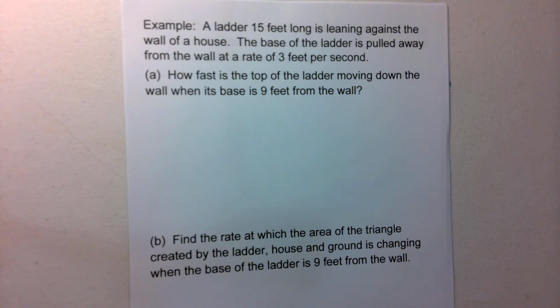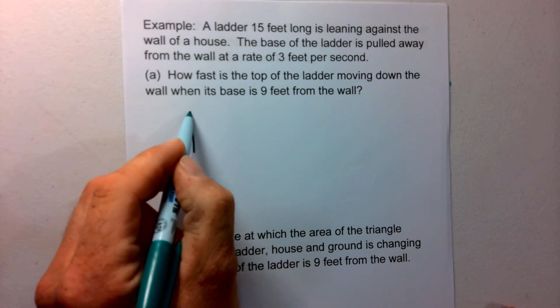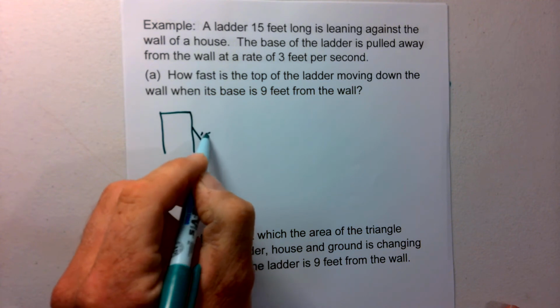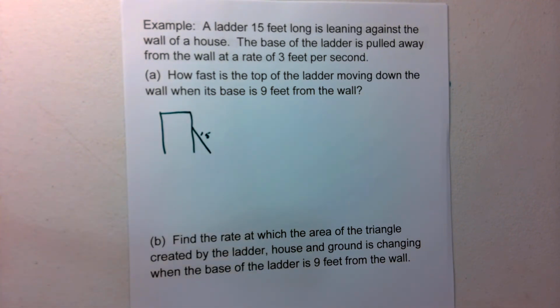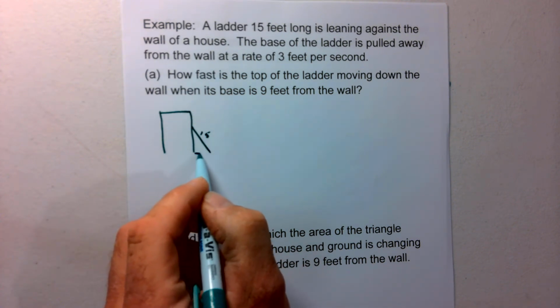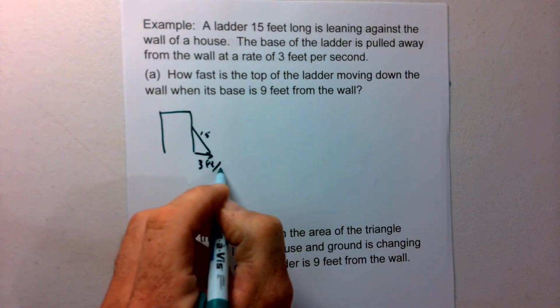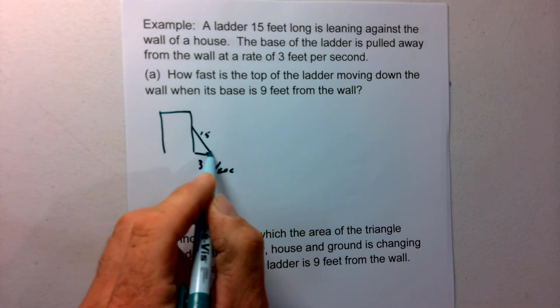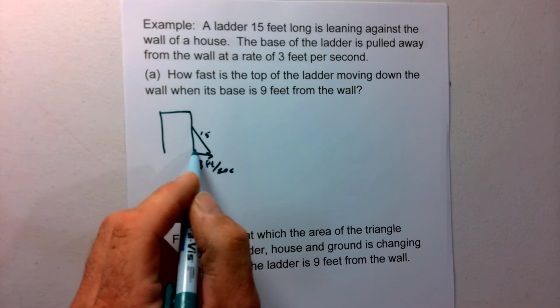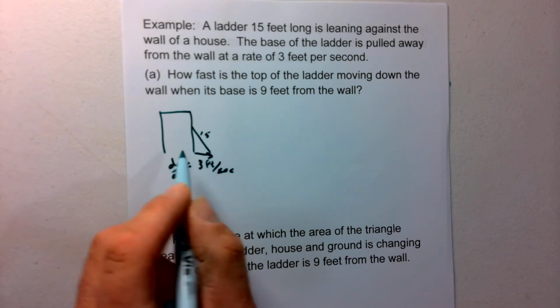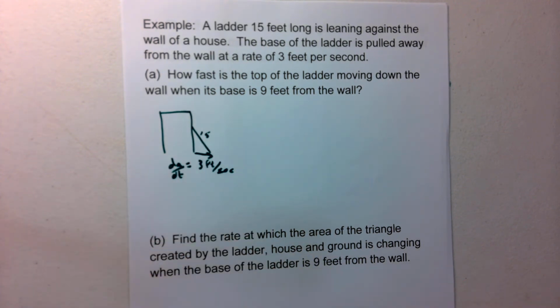So let's go ahead and look at this ladder. We have a ladder, it's 15 feet long, leaning against the wall of a house. So here's my house, here's my ladder, and it's 15 feet long, so we have 15 there. And what's happening with this ladder? The base of the ladder is being pulled away from the house. So we're going in this direction at a rate of 3 feet per second. So that's giving us a rate. And if we're looking at a triangle, we can let this side be, say, A. So that rate would be dA/dt, the rate of that distance changing.